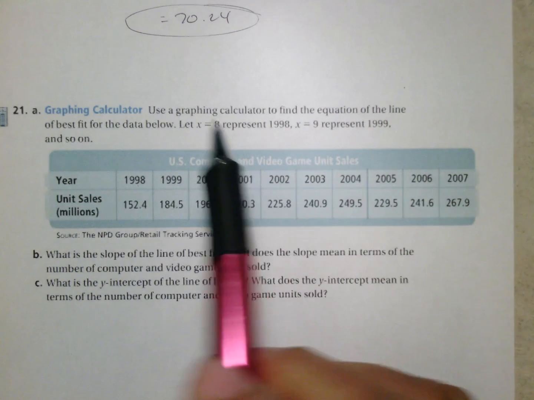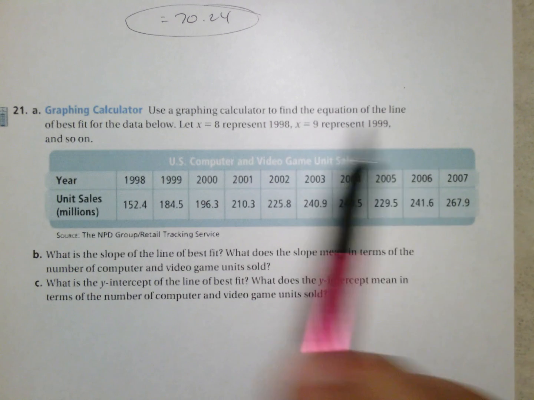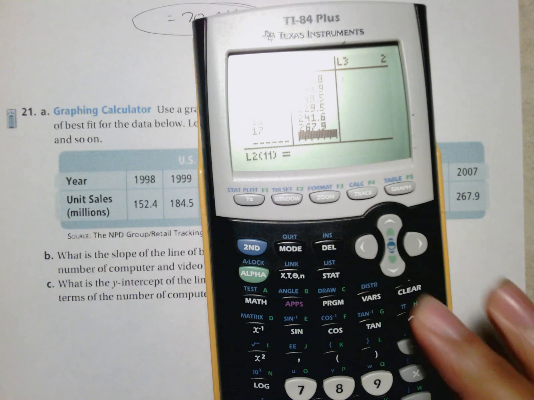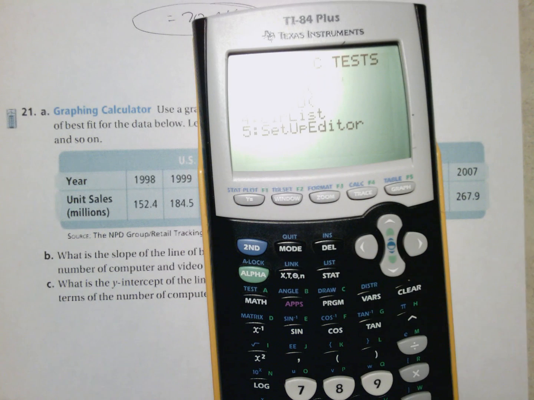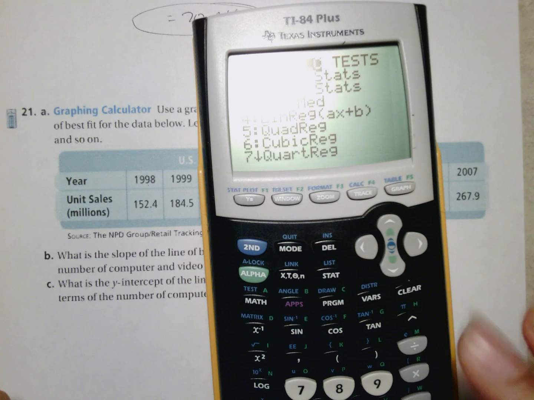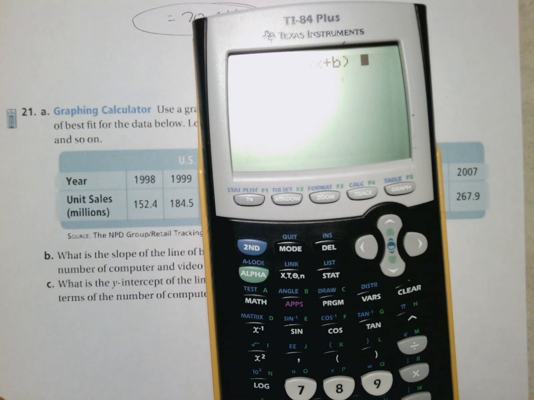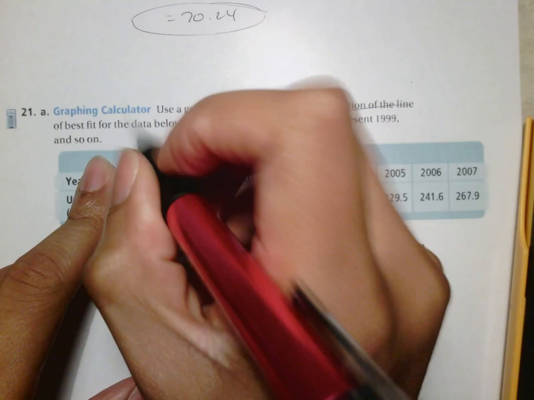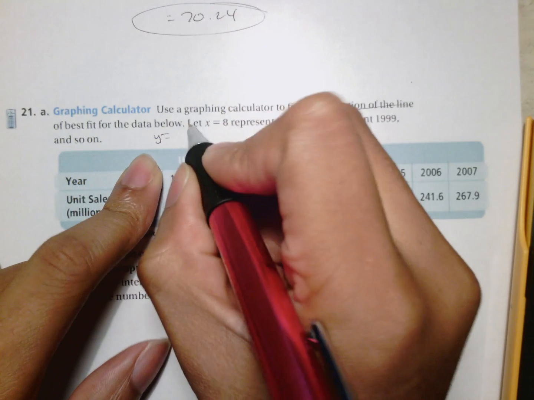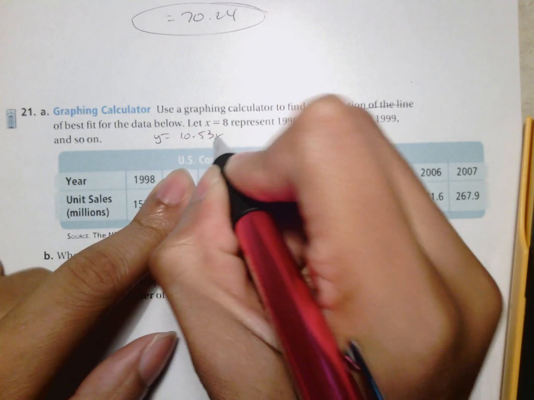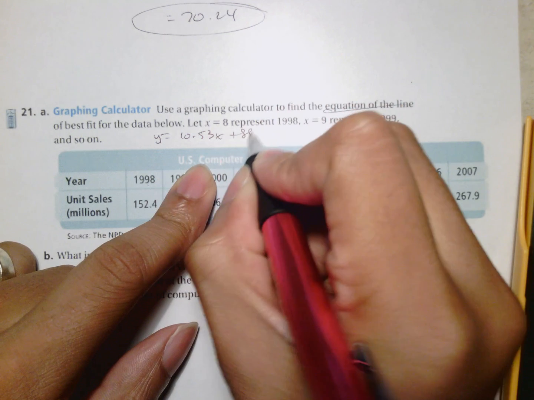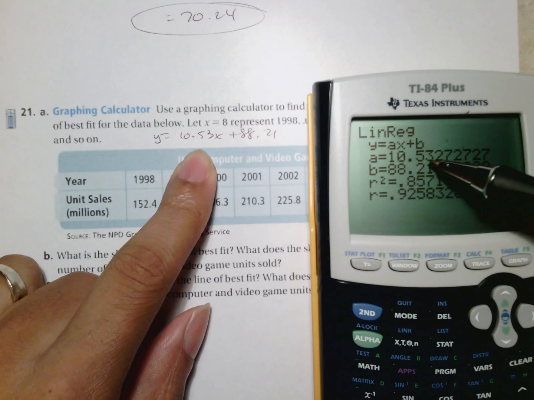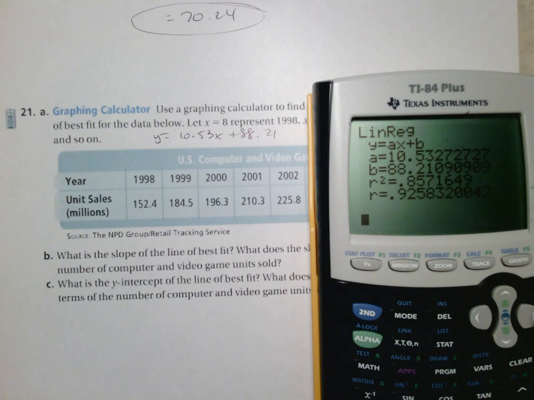And again, the first thing they want is the equation of the line of best fit. Again, the equation of the line comes from y equals mx plus b, so we have to do our calculation of the linear regression, which gives me a and b. First off, your line of best fit is going to be y equals 10.53x plus 88.21. Again, that comes from these two numbers here, 10.53 and 88.21.